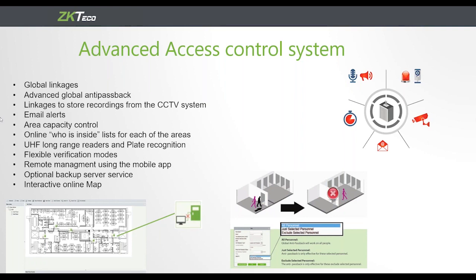We have also an optional backup service for backup servers. In some critical installations, the server can never be offline. So we have some special servers that can provide a second backup server that, in case of failure of the first server, will jump to the second server. And we have an interactive online map.